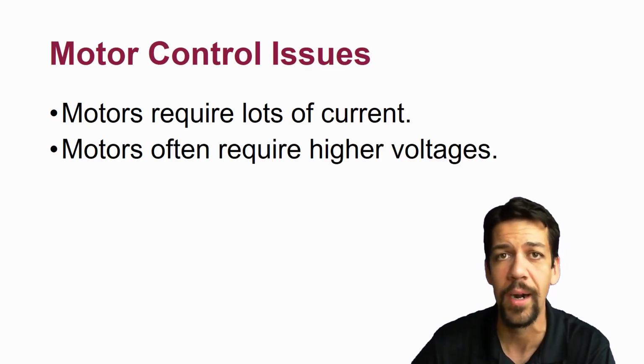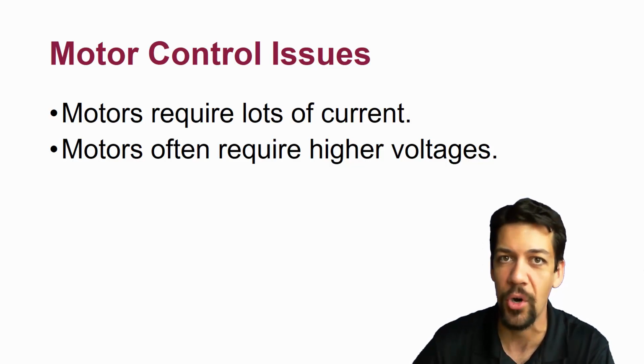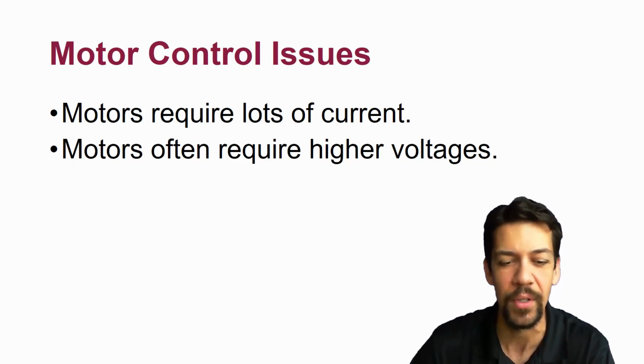Motors often require different supply voltages than the logic that we're dealing with. 5 volts or 3.3 volts on our board is often not enough pressure, so to speak, to make the motor coils move. So we often have to use more, typically 9 to 12 volts.